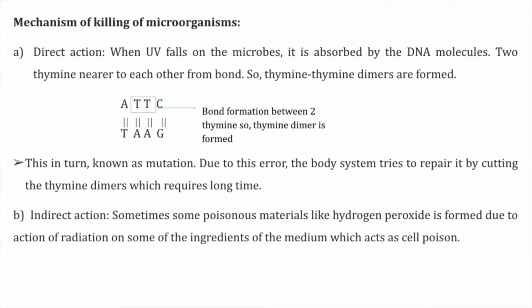Now let's learn about the mechanism of killing of microorganisms by the UV method. The microorganisms are killed by 2 different modes. First is direct action and second is indirect action. In direct action, when UV falls on the microbes, it is absorbed by the DNA molecules. 2 thymine nearer to each other form a bond, so thymine dimers are formed. This is known as mutation, and due to this error, the body system tries to repair it by cutting the thymine dimers, which requires longer time, and by that time microorganisms are killed.